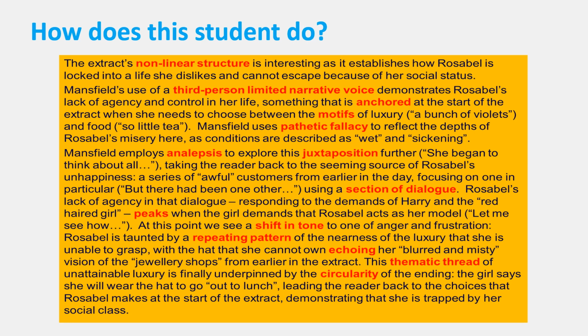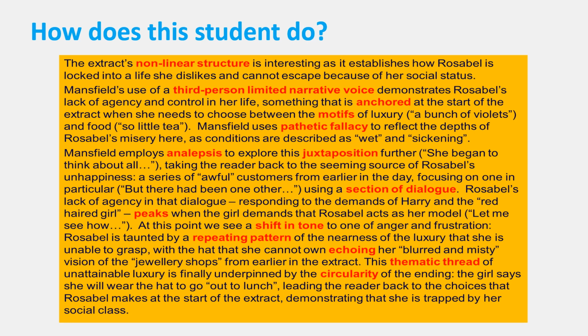This student has chosen to split non-linear structure and third-person narrative voice. I personally wouldn't. They call it a limited narrative voice. I would probably argue it's an omniscient, but again, it's a reasonable thing to say because we follow Rosabelle around, so actually probably it is limited. It demonstrates Rosabelle's lack of agency and control in her life, so really good effect there. The fact it's a third-person narrative voice is the important thing.